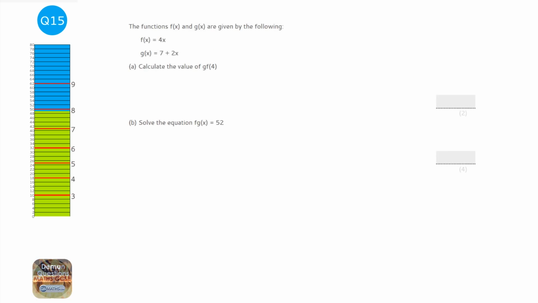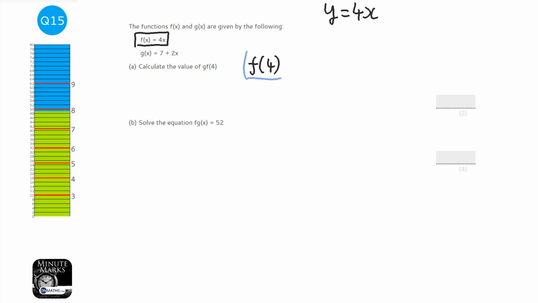Now, this is a question about composite functions, and I'm going to start this question off by just answering this question. What is f(4)? Now, this equation here, up until this level, that used to be y equals 4x, and the question we have here would be what is y when x equals 4?